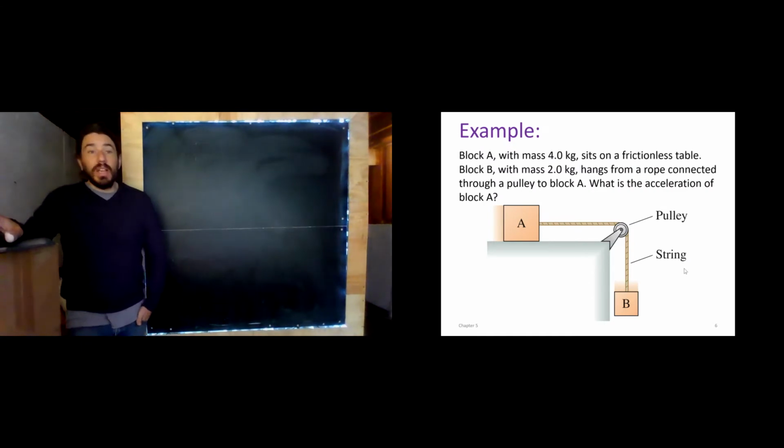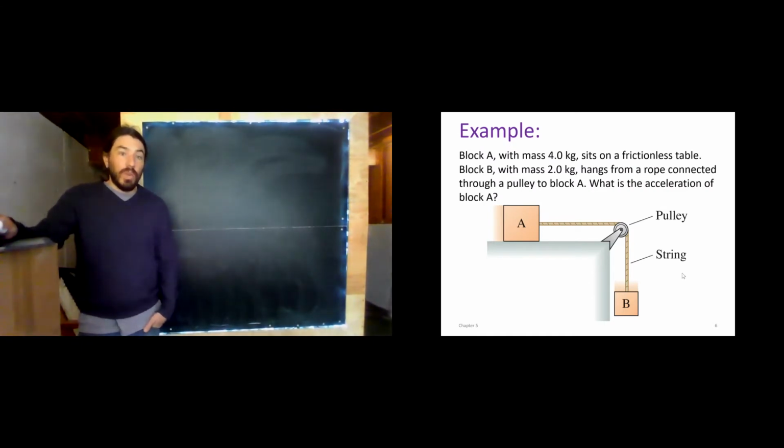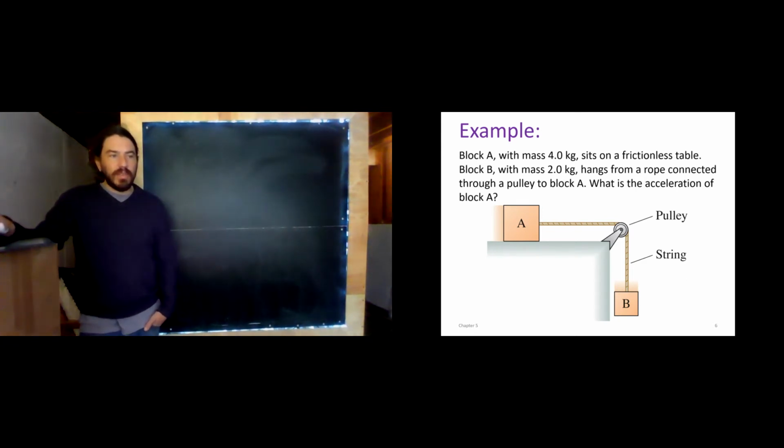Okay, so this is a classic two blocks with a pulley problem. Block A, with a mass of 4 kilograms, sits on a frictionless table. Block B, with a mass of 2 kilograms, hangs from a rope connected through a pulley to block A. What is the acceleration of block A?